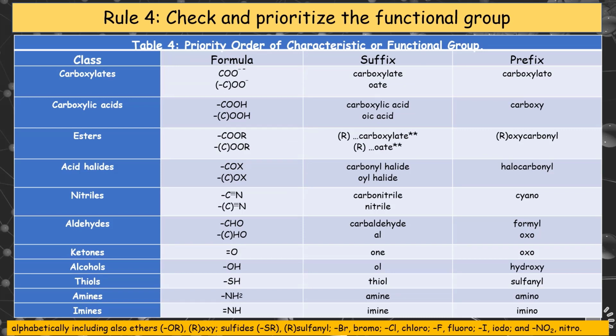Now we have to check for the principal and secondary characteristic groups. Those are listed priority wise in the table. Thus, if both acid and alcohol functional groups are present in a single organic compound, then acid is the primary functional group and alcohol is the secondary one. So the compound name will have the suffix carboxylic acid or oic acid, depending on the way we are naming, and we have to use hydroxy as a prefix because alcohol is the secondary functional group in this case. So let's practice some examples for better understanding.